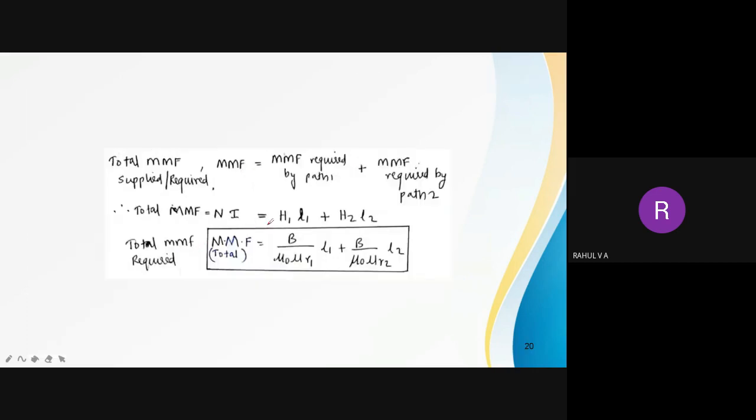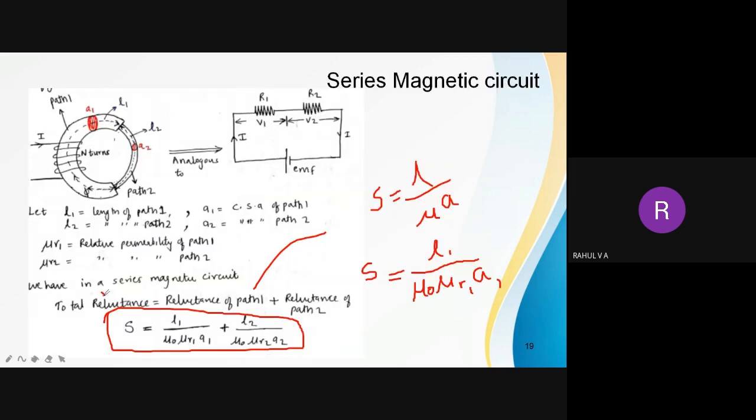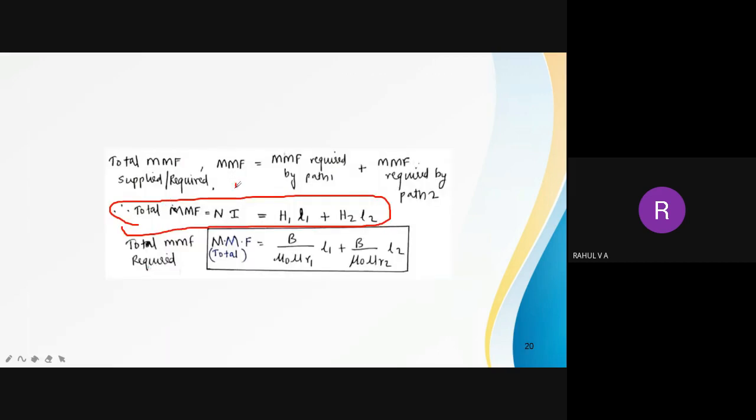And MMF, again total MMF, another formula. When we were discussing this topic a month ago, I was telling you these formulas are very important. You have to note them down. So one is this formula of reluctance. The second one is total MMF.